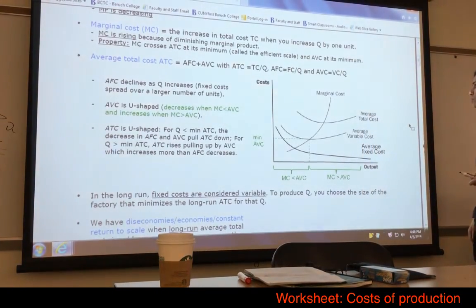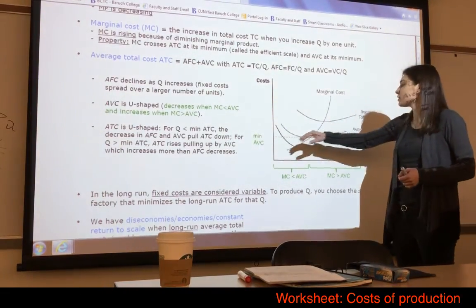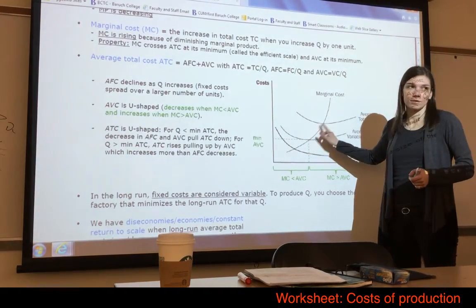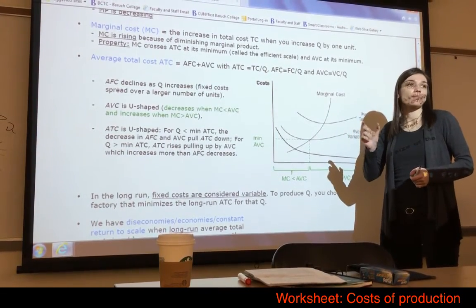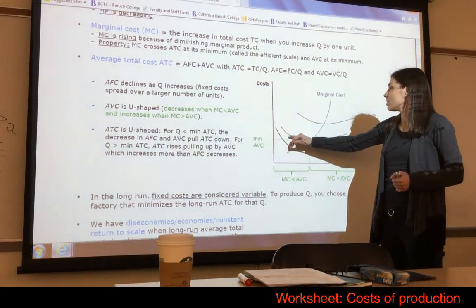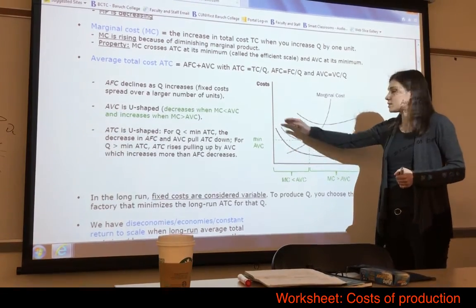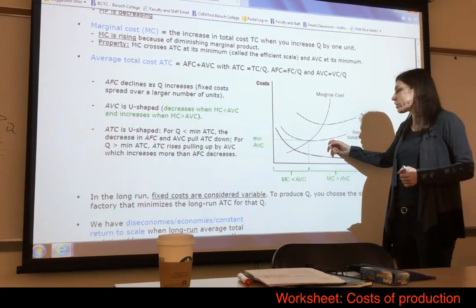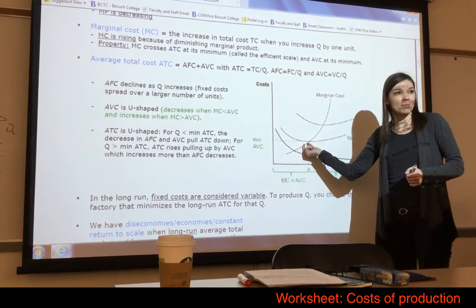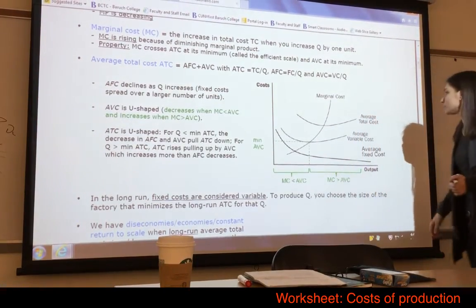What else is always going to be true? We have average variable cost and average total cost, and the marginal cost of each quantity is going to intersect those two exactly at their minimum. Right? In other words, when average variable is higher than marginal cost, it's decreasing. And when marginal is higher than average variable, it's increasing. So they intersect right at the minimum of that curve. And the same is true for total cost.